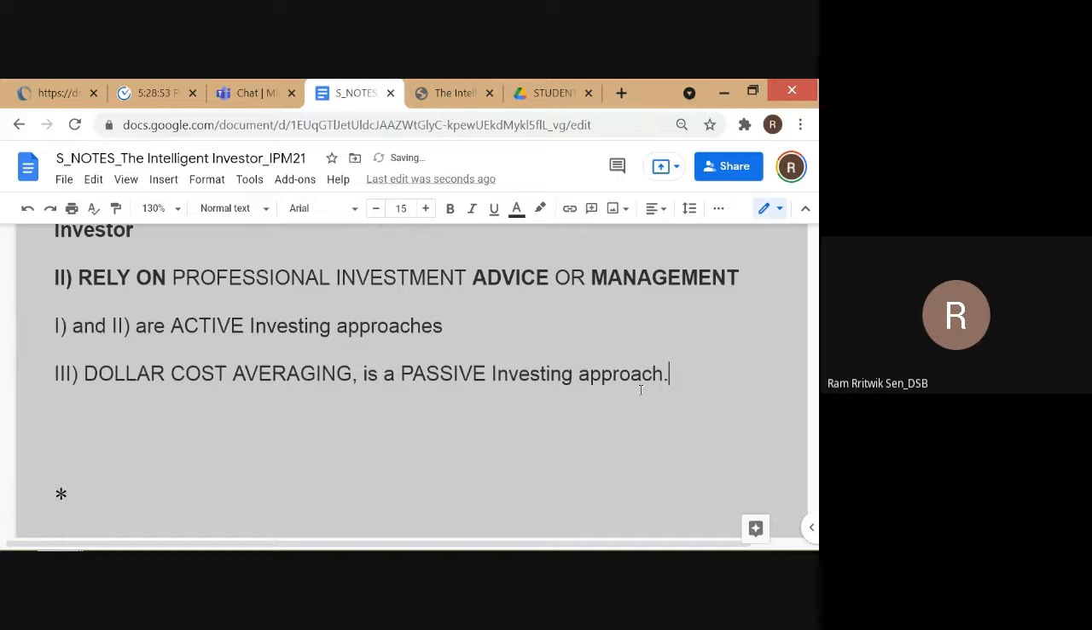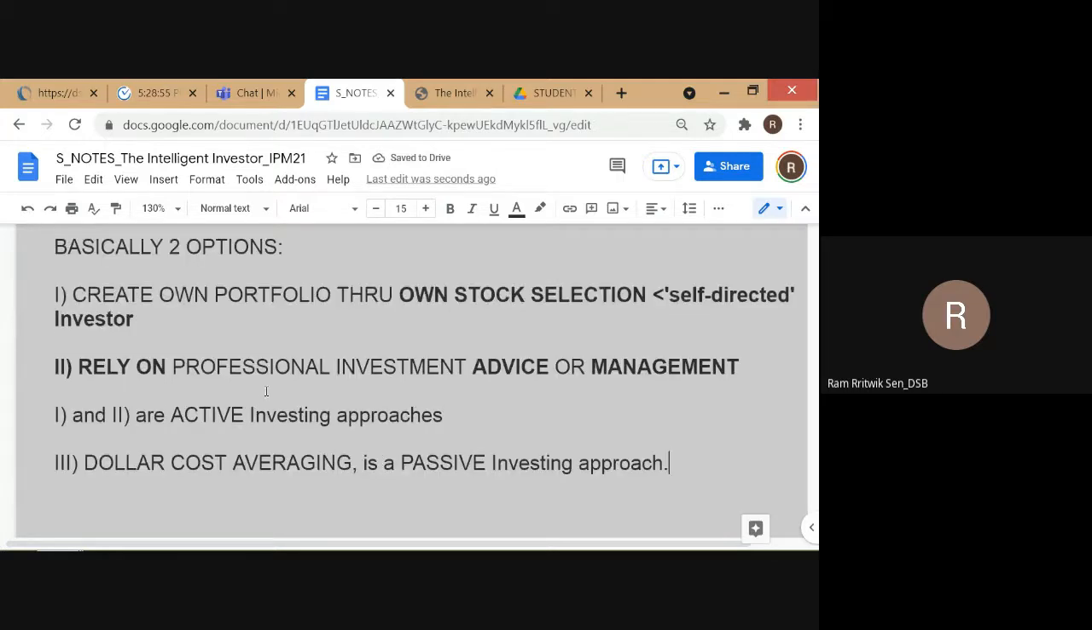Right. So now you understand the difference between passive and active. We already discussed it before. In active, you're always trying to select particular stocks. We had a long discussion on this anyway. We're just recapping those terms because sometimes it doesn't get into your brain the first time around. So active investing is where you're doing your own stock selection or you're relying on somebody's advice.